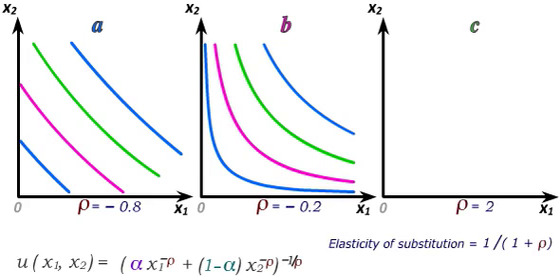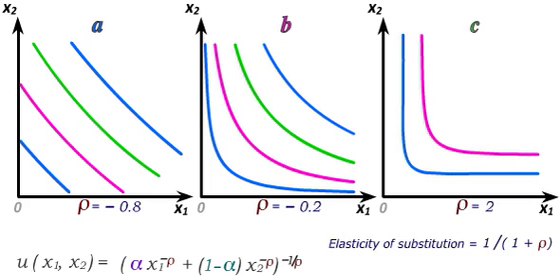The elasticity of substitution is given by 1 over 1 plus rho, which means we have a very high elasticity of substitution in panel A that decreases in panel B and then decreases even further in panel C when we set rho equal to 2. To be more precise, the elasticity of substitution begins at 5 in panel A, falls to 5/4 in panel B, and reaches only 1/3 in panel C.